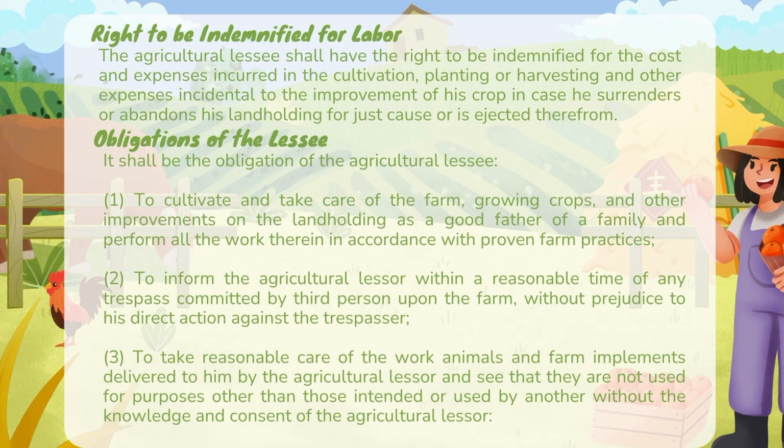Number 3 is to take reasonable care of the work, animals, and farm implements delivered to him by the agricultural lessor and see that they are not used for purposes other than those intended or used by another without the knowledge and consent of the agricultural lessor. It means if the landowner provides work, animals, and farm equipment, the farmer must take reasonable care of them. They cannot use them for unintended purposes or allow others to use them without the landowner's permission.